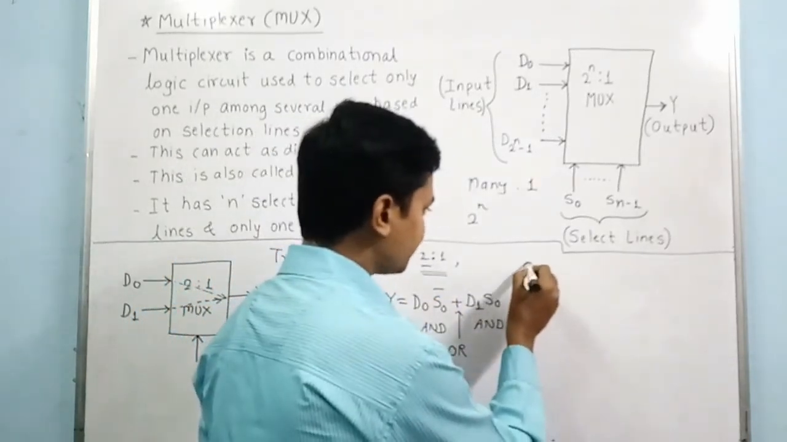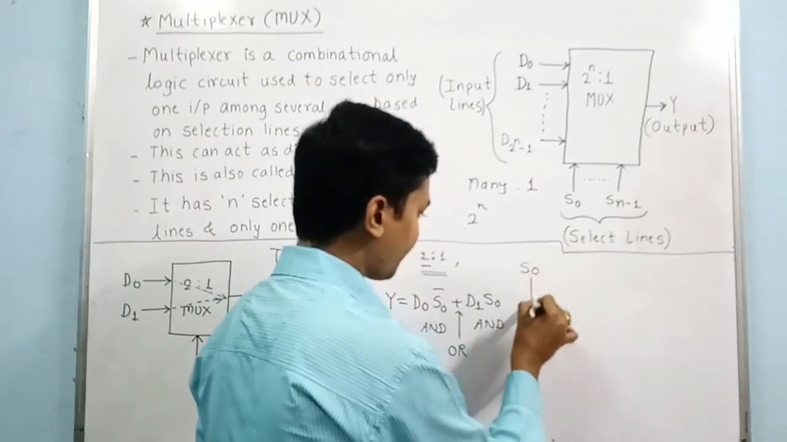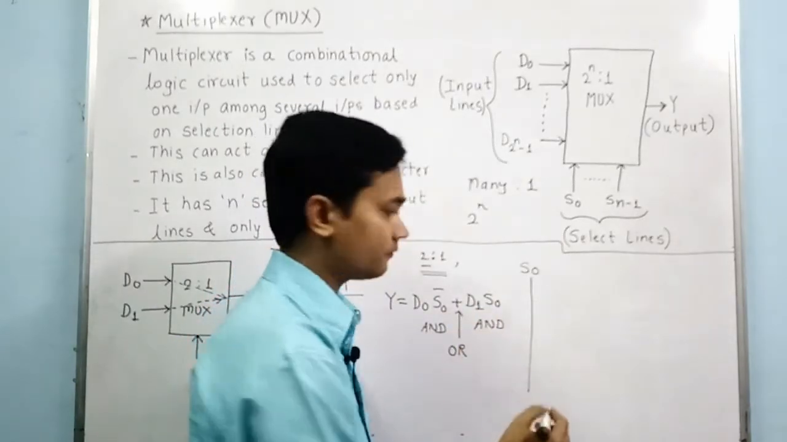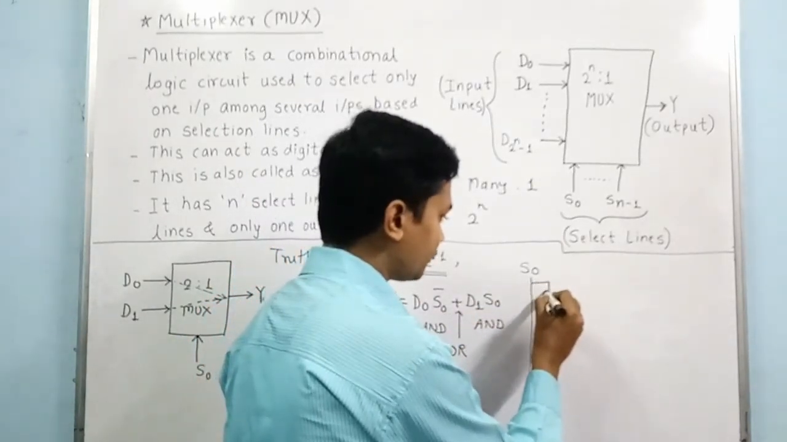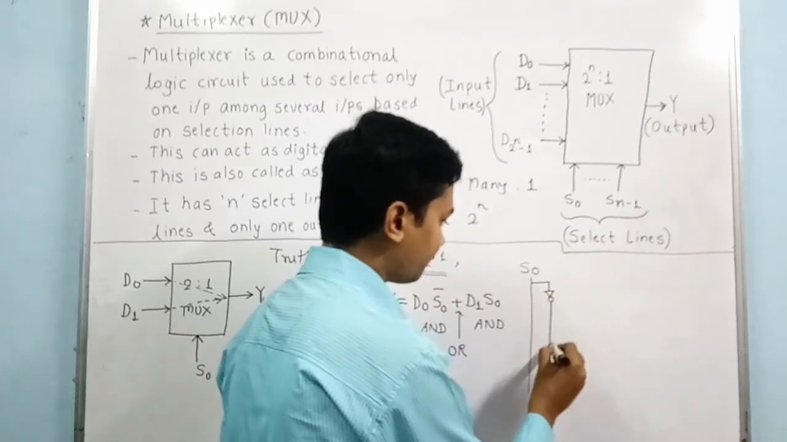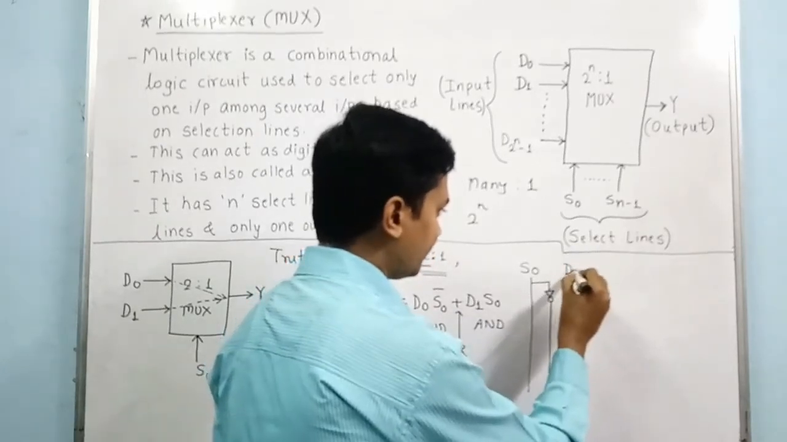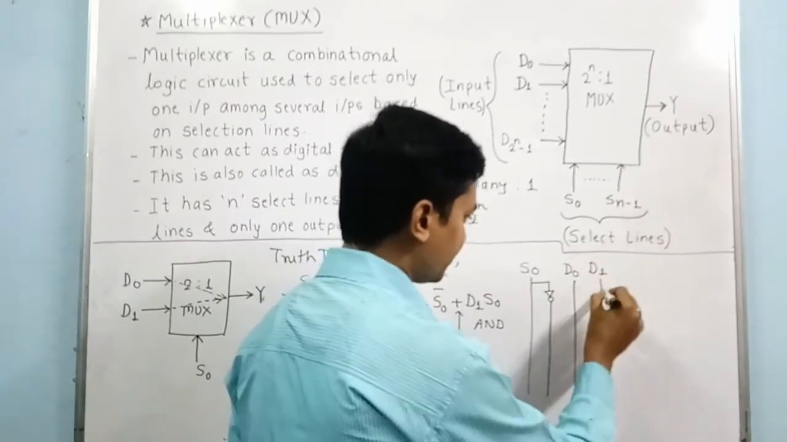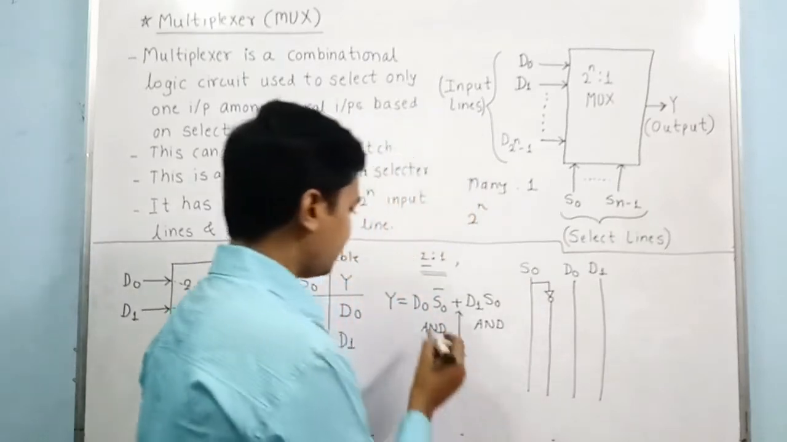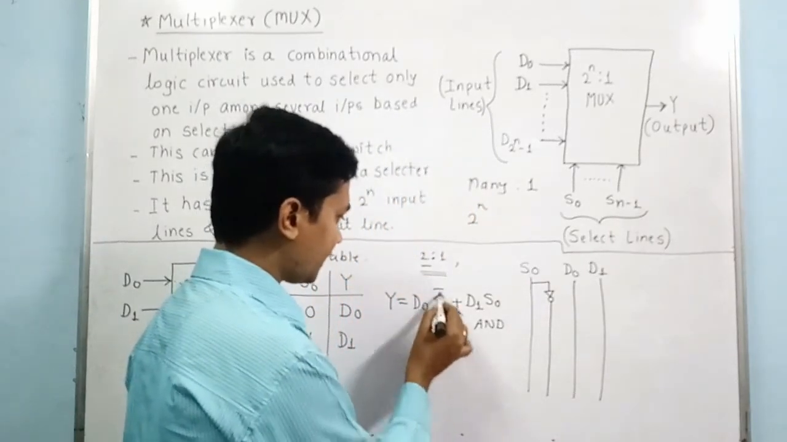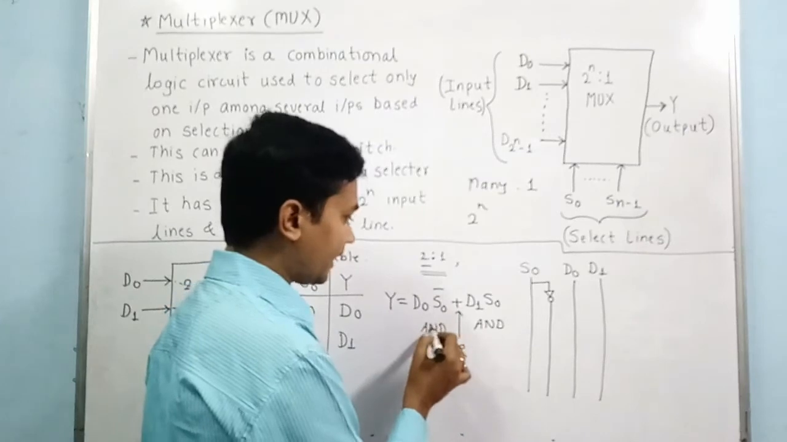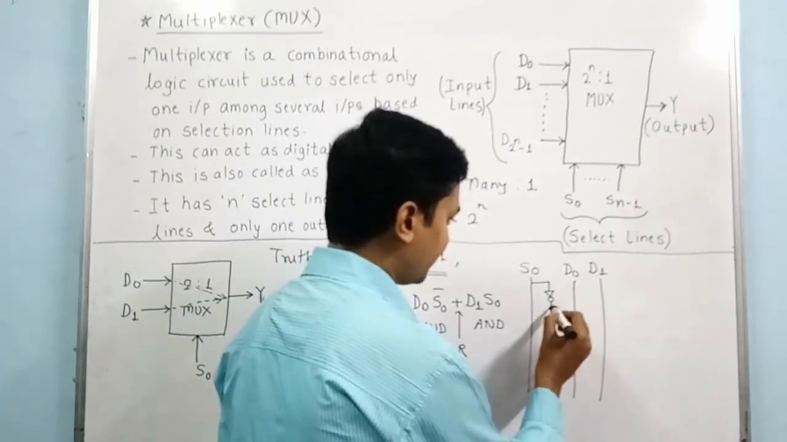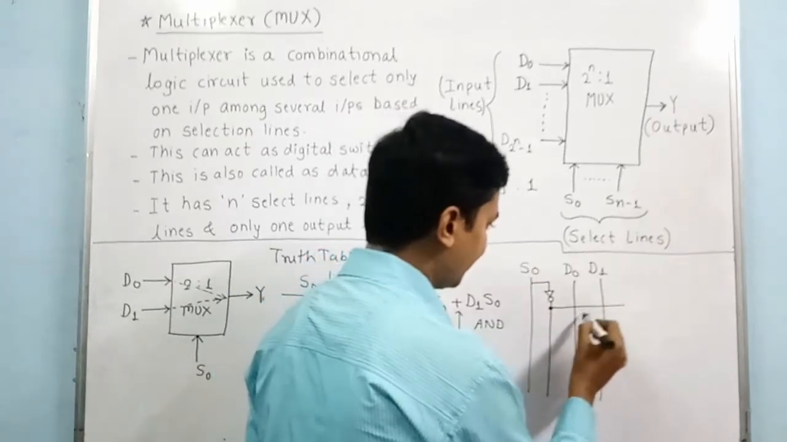So here I will draw the S0 line, then S0 bar can be obtained by using one NOT gate. Okay, so S0 bar, that means the complement of S0, then D0 and D1. So these are the normal lines. Now to implement the first term, S0 bar into D0, we have to perform the AND operation. So S0 bar is taken from the output of the bubble of S0, so S0 bar and D0.